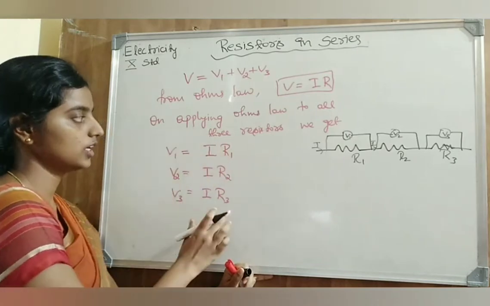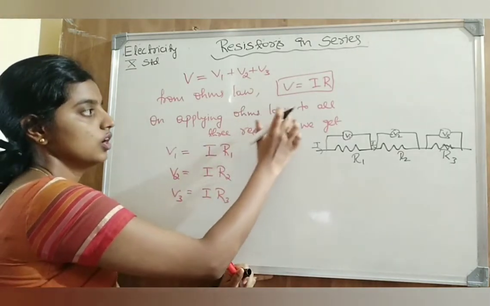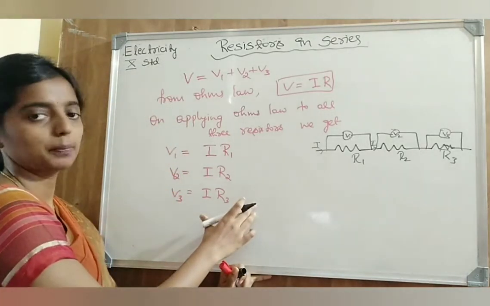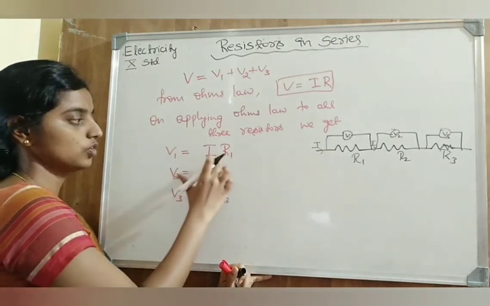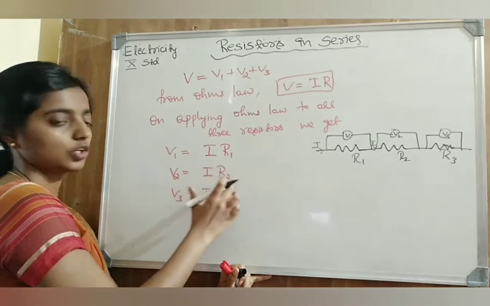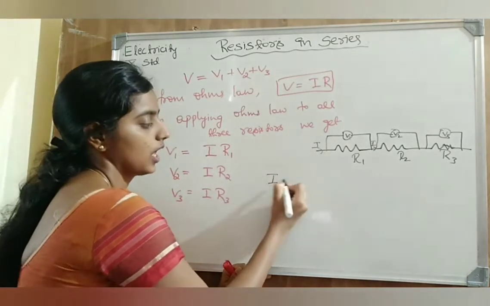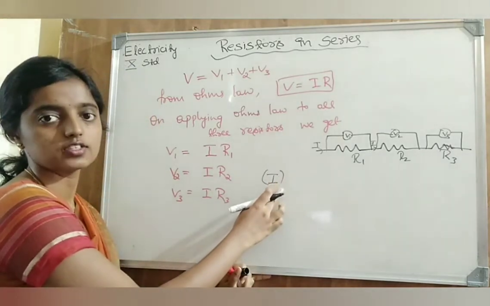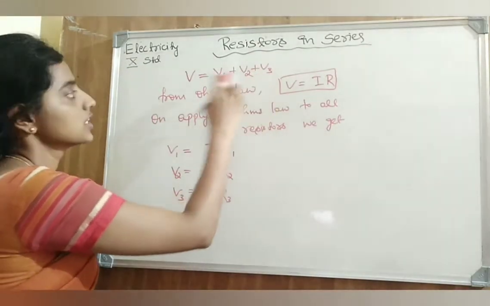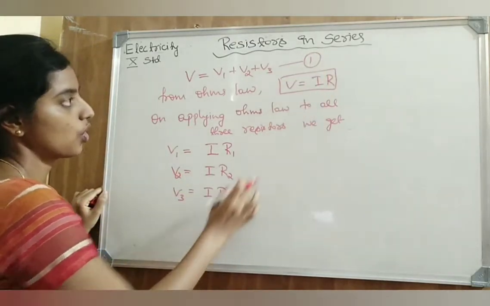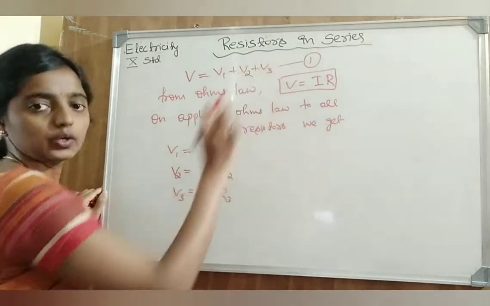Now you understand how we applied Ohm's law to all the three resistors separately, and by applying that we got V1 is equal to IR1, V2 is equal to IR2, V3 is equal to IR3. Remember, I, that is current, is constant. Let us consider this first equation as 1. Now substitute all the V values in equation 1.